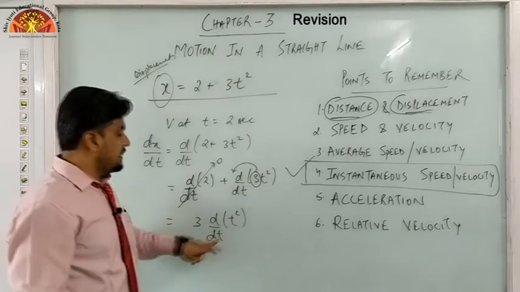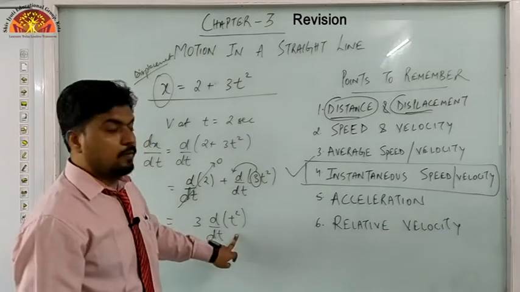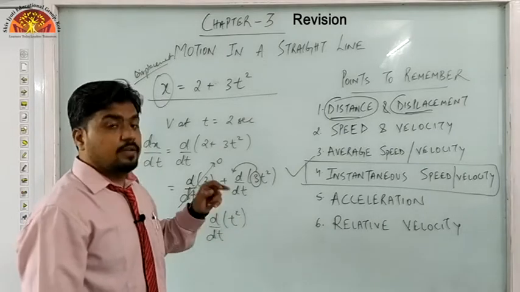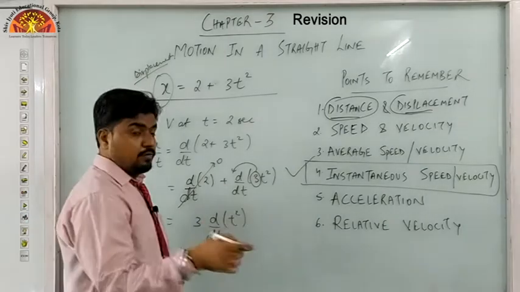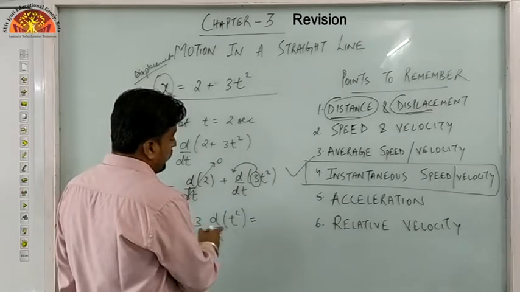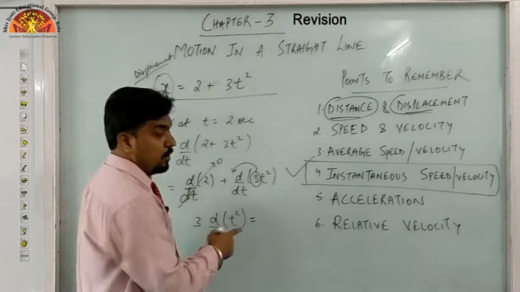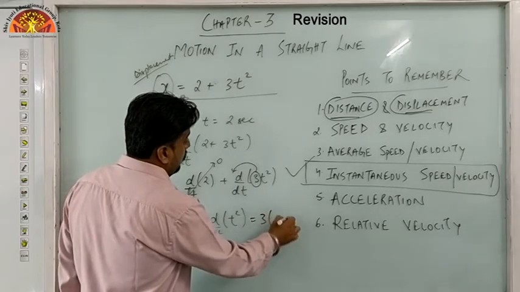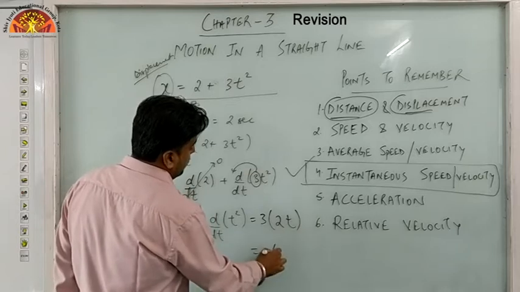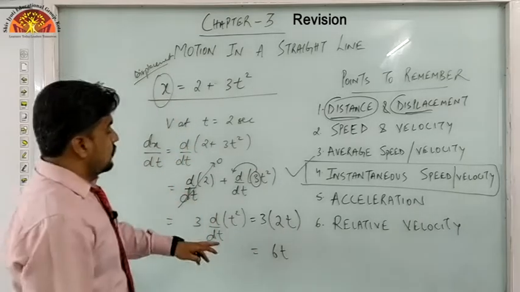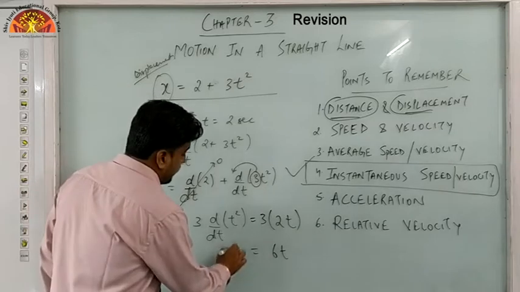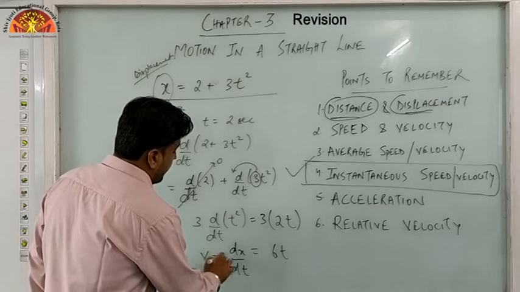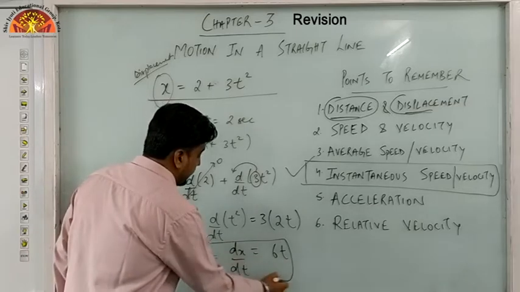Now t square का differentiation करना है हमें यहाँ पे, d by dt of t square. So x की power n वाला rule काम में आएगा. If you don't know it, just go through the previous video, so that you can have a clarity on this. This was discussed in the first chapter, in which mathematical tools were discussed. So it will come out to be 3 into 2t, that would come out to be 6t, okay. So this is your instantaneous velocity, dx by dt. You can write it as v, that is instantaneous velocity, it is 6t.